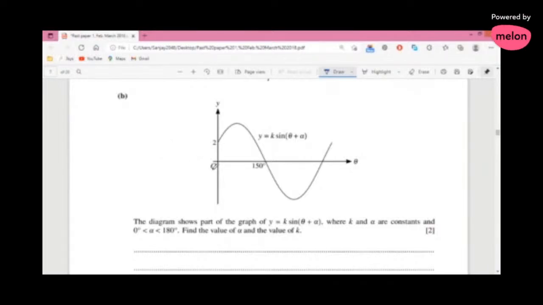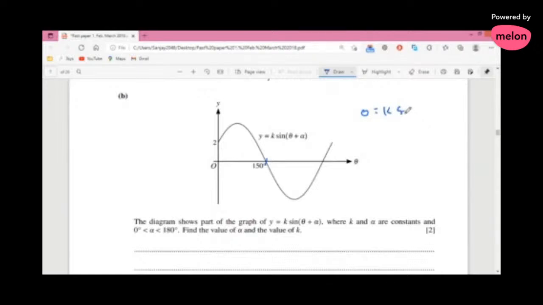In order to find the value of alpha, you have to check at some points. Here, when theta equals 150 degrees, y is going to be 0. And here, when theta is 0 degrees, y is going to be 2. So we'll use these two facts and then check whether we reach the solution. First start with this point, where theta is 150 degrees and y is 0. Then write 0 equals k times sine of 150 plus theta. This is not theta, I think alpha, yes, 150 plus alpha.